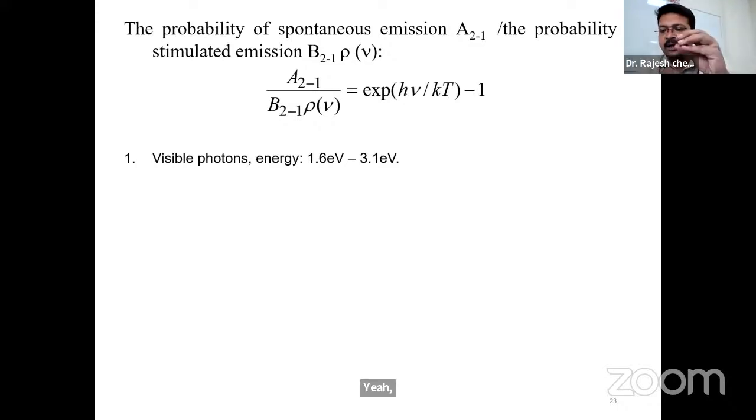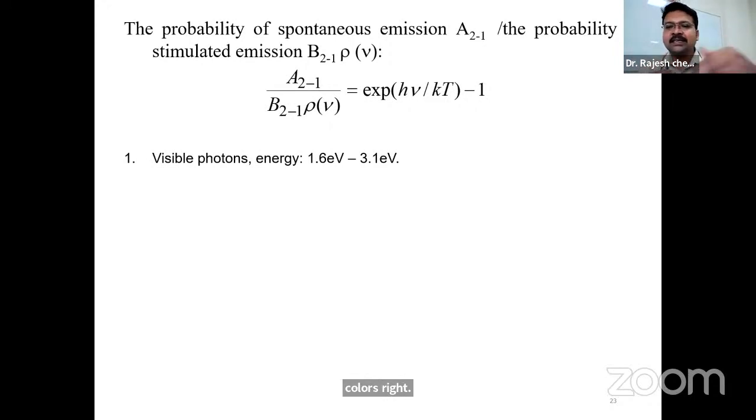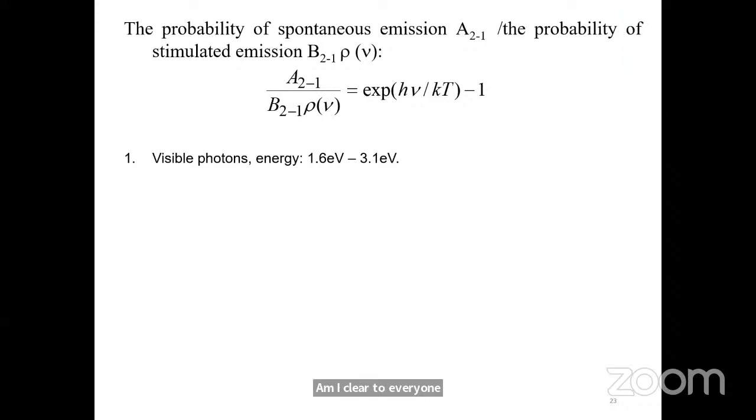From that lambda, they identified the energy of the visible photon. So visible light, what is the range? What is the wavelength we have in the visible region? We have VIBGYOR, having different wavelengths and different colors, right? Different colors means different energies. The energy ranges from 1.6 electron volt to 3.1 electron volt. Am I clear to everyone? Yes, sir.